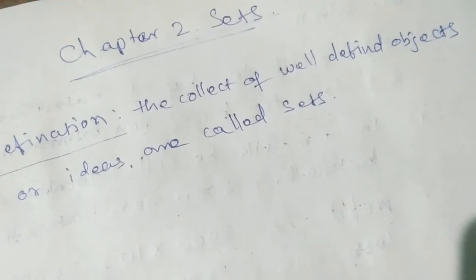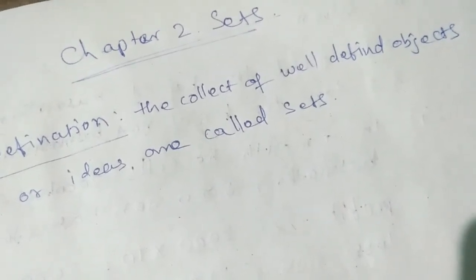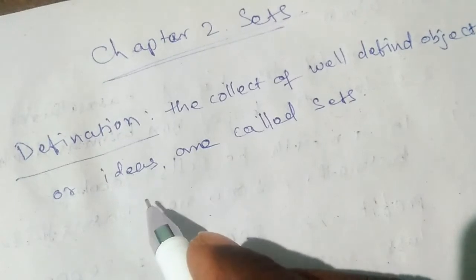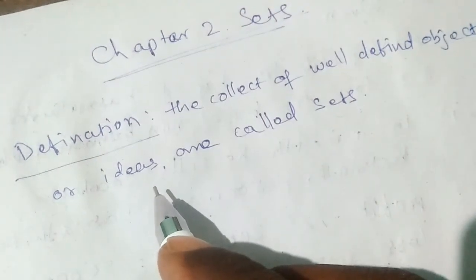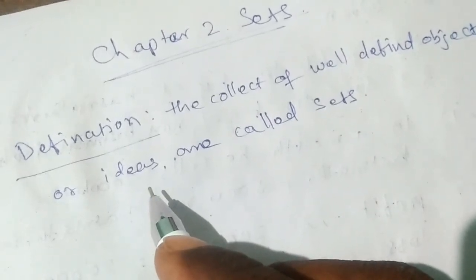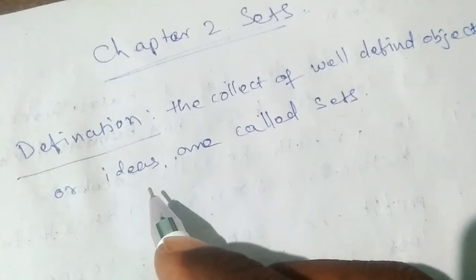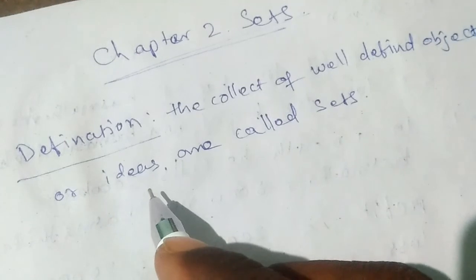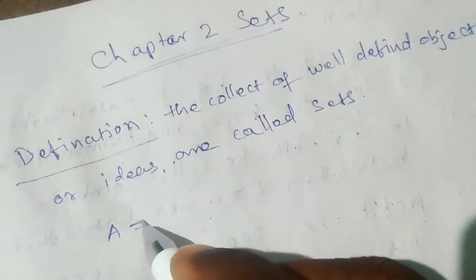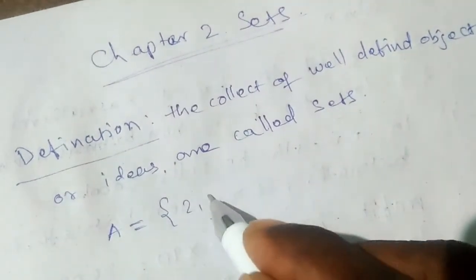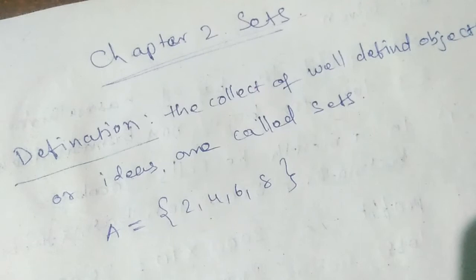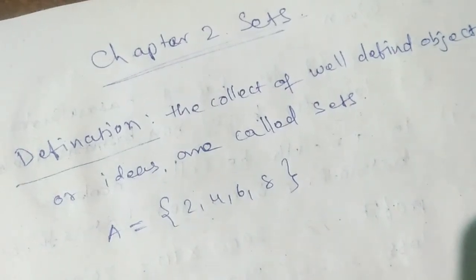So how can you represent a set? Here we are going to use flower brackets. Sets are represented with flower brackets and denoted by capital letters A, B, C, D, any capital English alphabet. Suppose set A is equal to 2, 4, 6, 8. This is denoted as a set.